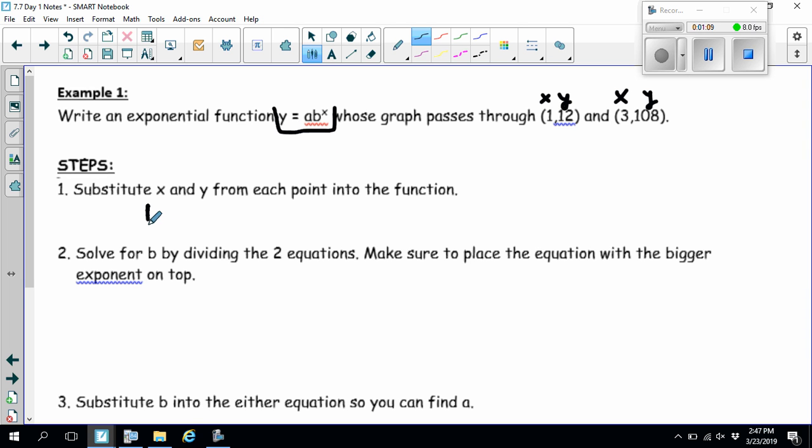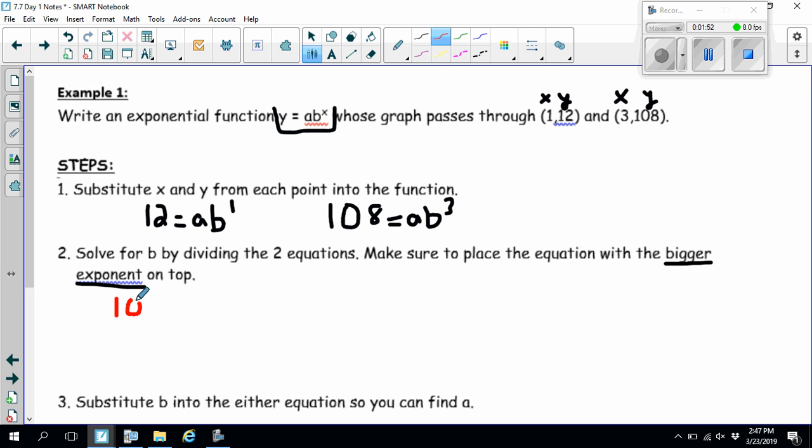So we have 12 equals a times b to the first power. Our second equation is 108 equals a times b to the third. Now, step number 2, it says we're going to solve for b first by dividing the two equations. Now, when we do this, we want to make sure that the equation with the bigger exponent is on top. Well, if we look at our two equations, our second equation, 108 equals a times b to the third, has the bigger exponent. So we're going to put that on top so we can solve for our b value.